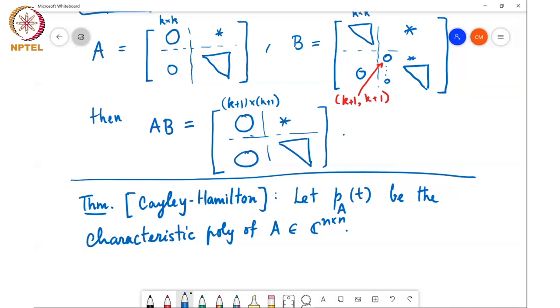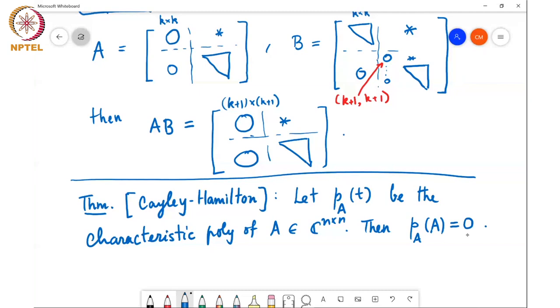Then, what does the Cayley-Hamilton theorem say? A satisfies the characteristic equation. So P_A of A is zero, where the zero is actually a zero matrix, right?